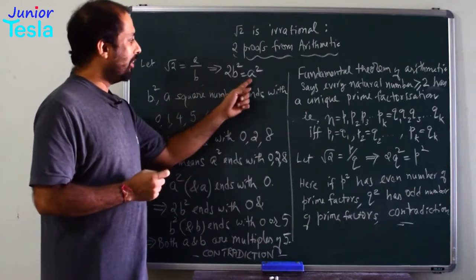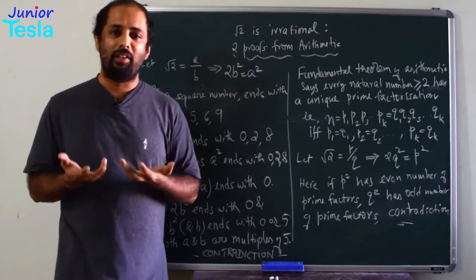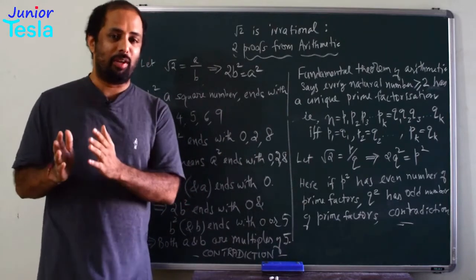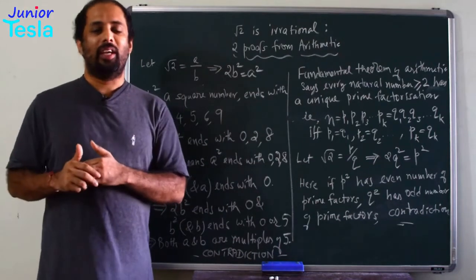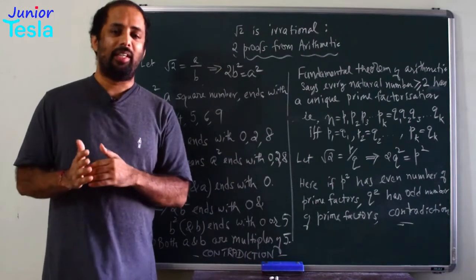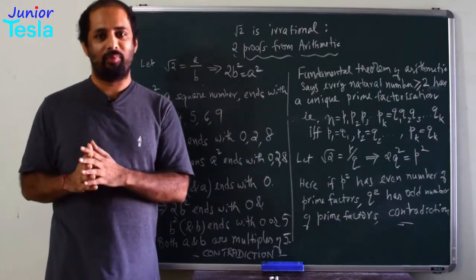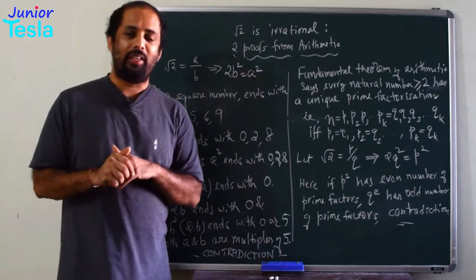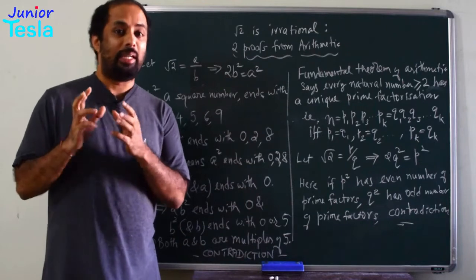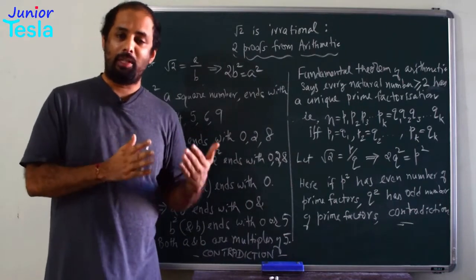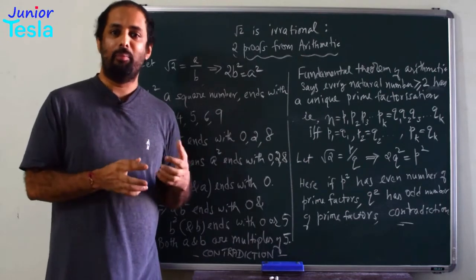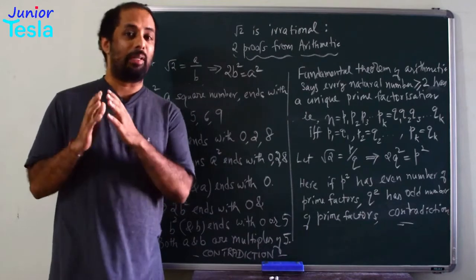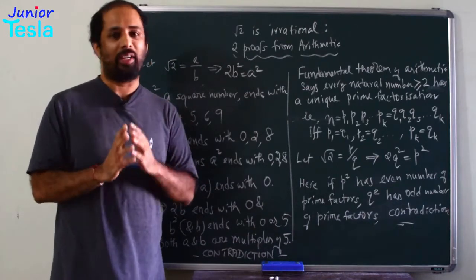Now, if a square is ending with 0, that means 2b square also should be ending with 0 only, because both of them are equated. If 2b square is ending with 0, that means b square may be ending with either 5 or 0. Now, if b square is ending with 5 or 0, that means b is also ending with 5 or 0. So, if b is ending with 5 or 0 and a is ending with 0, that means both a and b are multiples of 5. We cannot say they are multiples of 10, that is not possible to prove, but definitely you can say both a and b are multiples of 5.